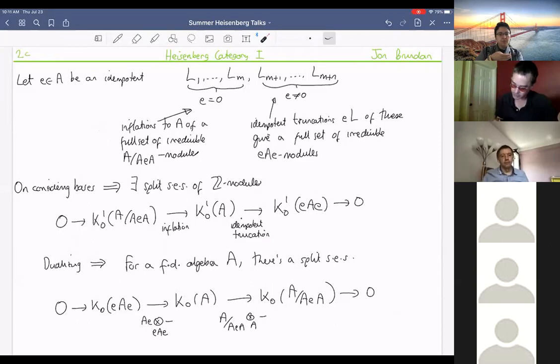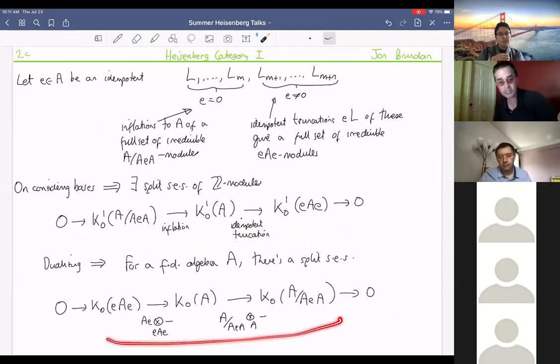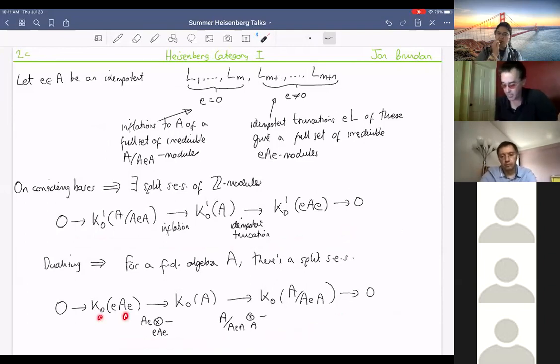So that's K0 prime. And then if you take duals using this Cartan pairing, you deduce immediately from that there's this short exact sequence between the split Grothendieck groups. So I reversed all the arrows here. So the split Grothendieck group of EAE maps to the split Grothendieck group of A, maps to the split Grothendieck group of the quotient algebra. And the maps are induced by these functors tensoring with these bimodules. Okay, so that's a trivial fact which we use all the time when working with finite dimensional algebras.